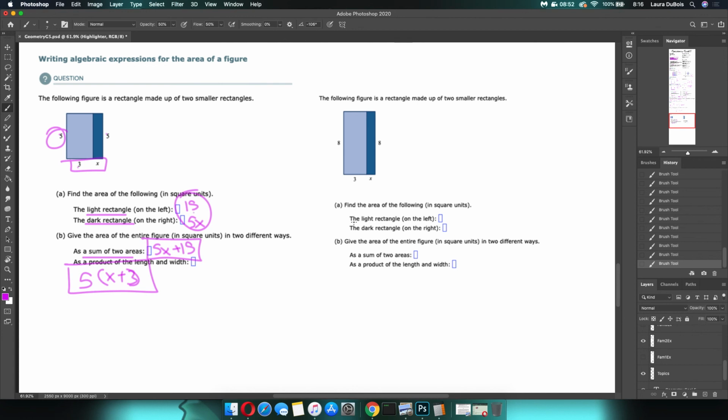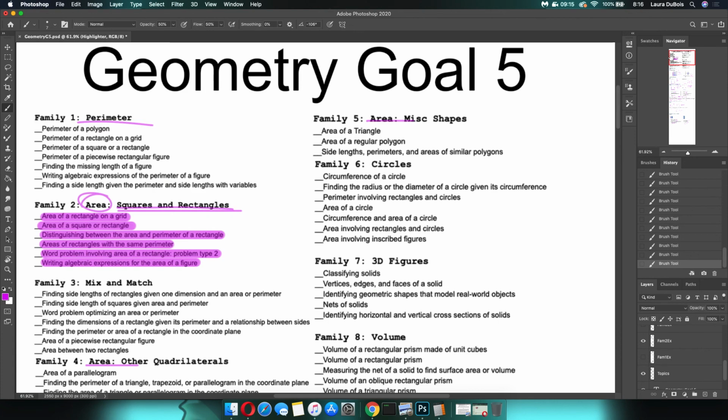So over here, the light triangle, 8 times 3, which is 24, and then 8 times x, which is 8x. So sum of 2 areas is 8x plus 24, because there are the 2 areas. We just went through the effort of finding them. And then product of the length, so it will be 8 times x plus 3. That's what they're looking for. So that is everything to do with area of the most basic of shapes, which is squares and rectangles.